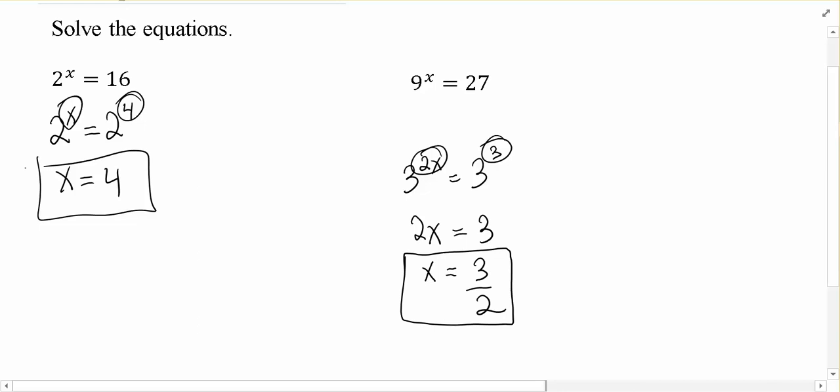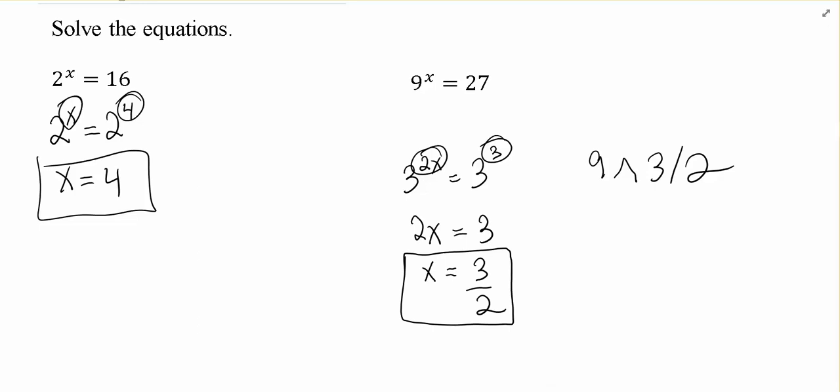Now you can obviously check your answer too. You can actually take 9 to the 3 halves power and make sure you get 27. Just keep in mind, if you're putting this into a calculator, that if you put in 9 to the 3 halves, the calculator is going to do order of operations properly, which would be take the exponent and get an answer, then divide that answer by 2, which isn't what you intend. So if you did want to put this into a calculator, parentheses are important to say the 3 halves is the entire exponent, so it needs to be in parentheses.